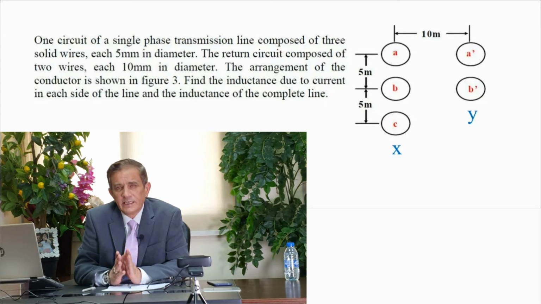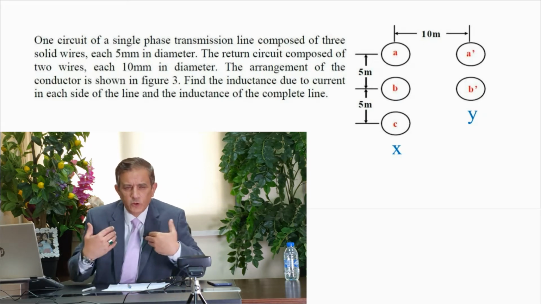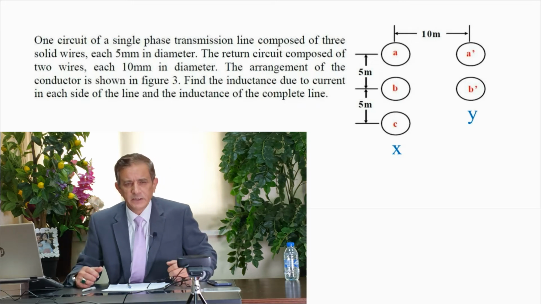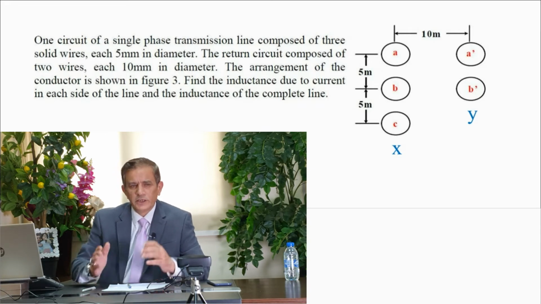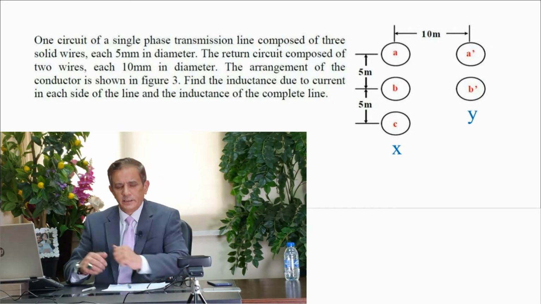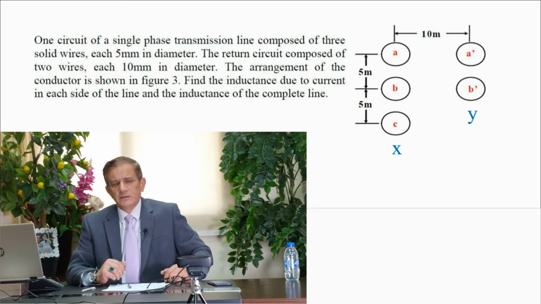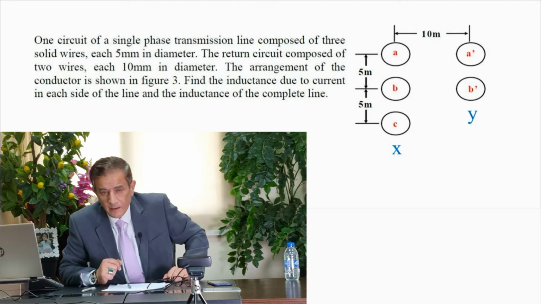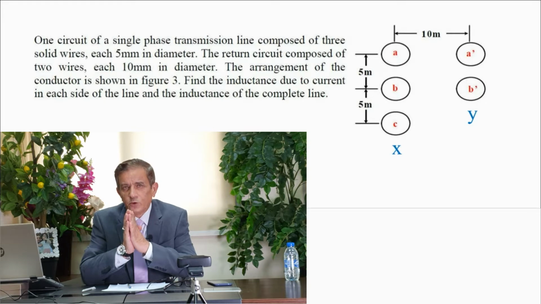First thing, this is single phase. What's the difference between this example and the previous example? It's the same, but instead of using only 2 conductors, the going circuit and the return circuit, I'm using 3 conductors here. Their diameter is 5 mm, and 2 conductors in the return circuit. It's the same principle. Single phase, 2 conductors which complete the circuit, back and forth. But instead of using only a single conductor, I'm using 3 conductors in one circuit and 2 conductors in the other circuit. They have different diameters.